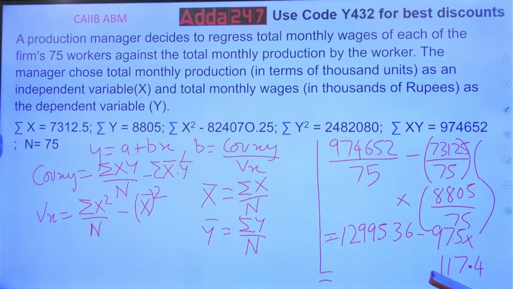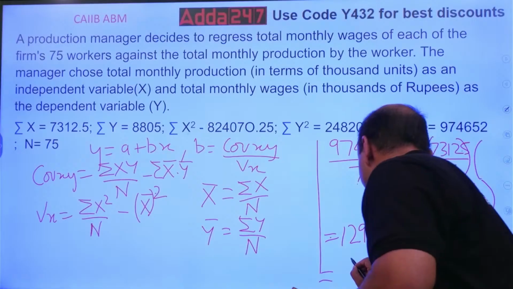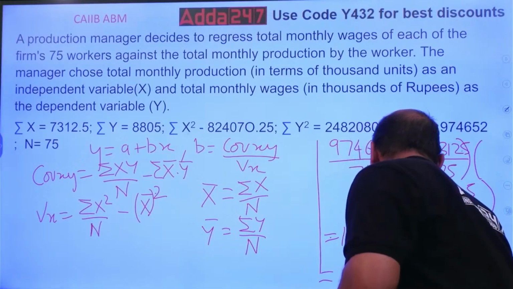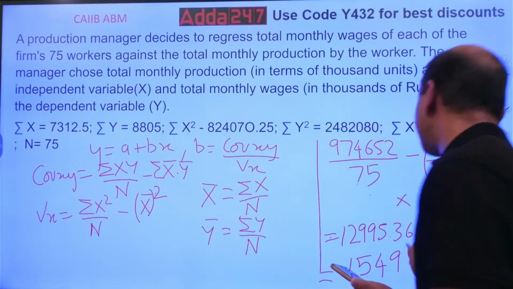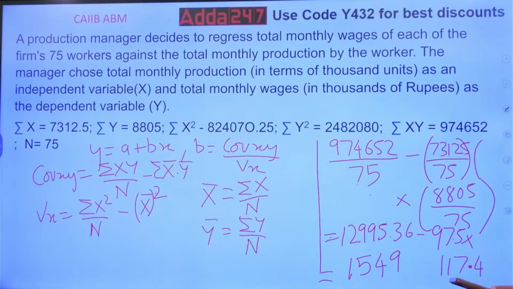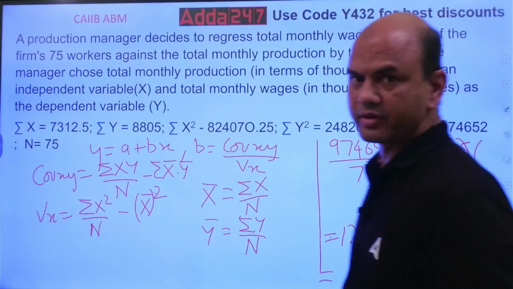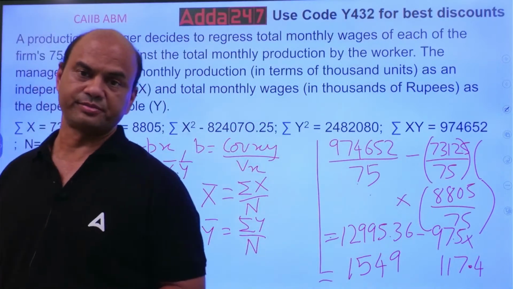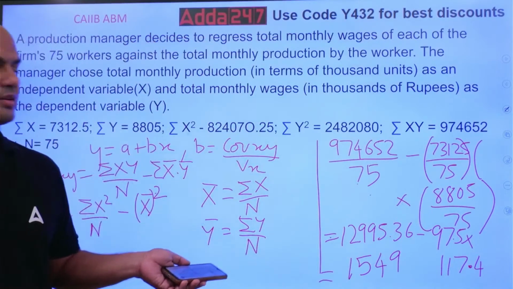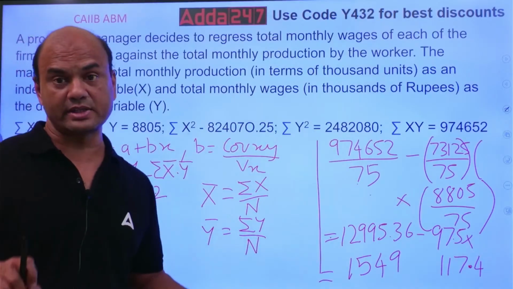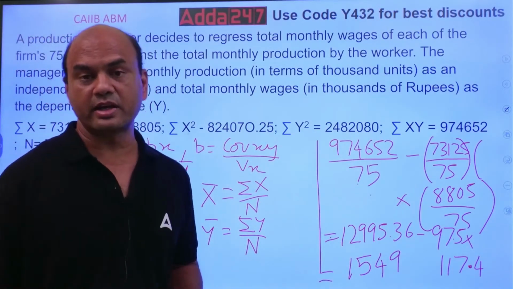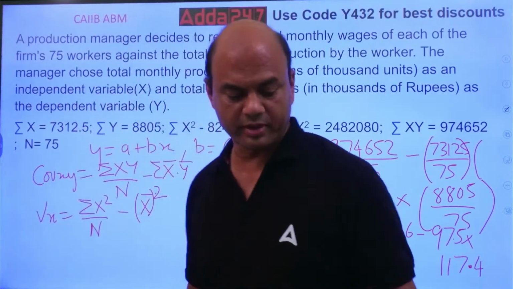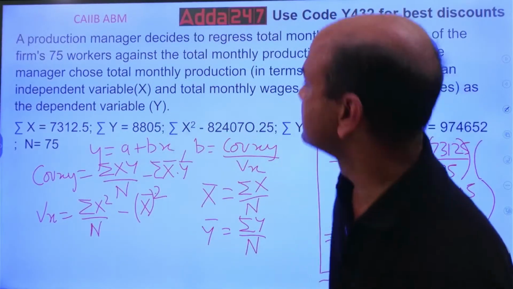The answer which I am getting is 1548, or you can take it round 1549. This is the covariance answer which I am getting. Are you getting the same covariance answer? Check this. Now we are yet to solve the remaining part. Remaining part is B. Still we have to solve.